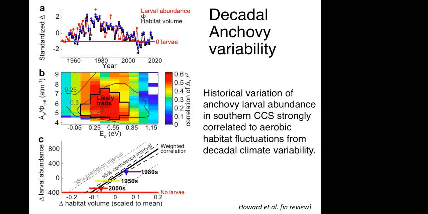The bottom panel just shows you what happens as we project out based on that, correlating the change in habitat volume to the larval abundance using the different decades from the CalCOFI survey. So the 1980s being a relatively good decade, 1950s sort of intermediate, and 2000 seeming to head into a period of extremely low oxygen, reduced habitat availability.